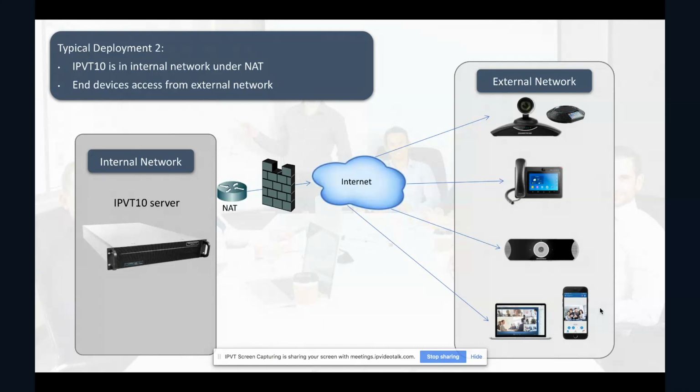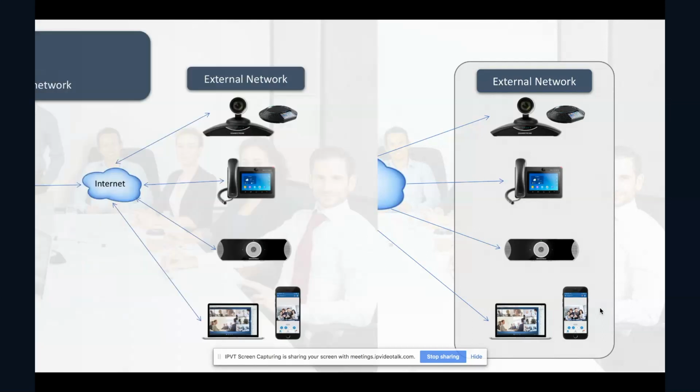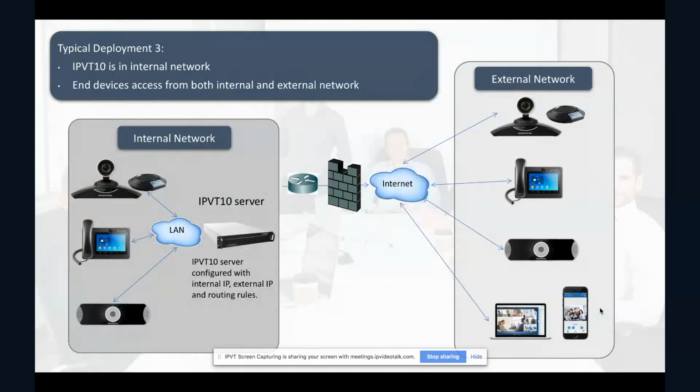Next, as you can see in this diagram, the IPVT10 is in the internet network, and the end devices access from both internal and external networks. So in this scenario, the user needs to configure both internal and external networks in the server and some routing rules. This means that the user needs to configure both the internal network adapter and external network adapter from the server device.